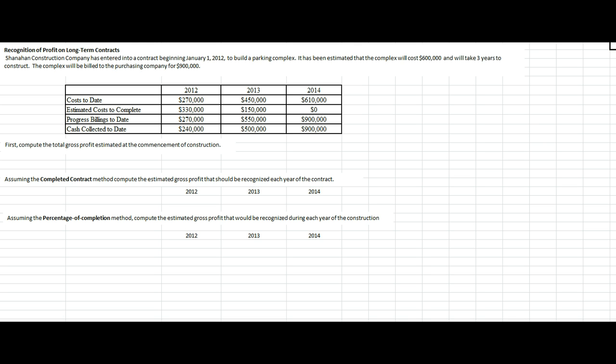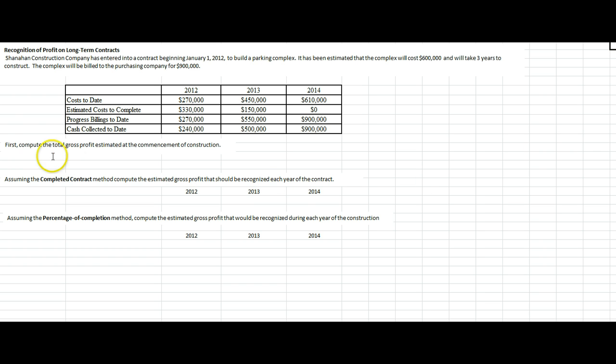So let's walk through this short example together. Shanahan Construction Company has entered into a contract beginning January 1st, 2012 to build a parking complex. It's been estimated that the complex will cost $600,000. It will take 3 years to construct. The complex will be built for $900,000.